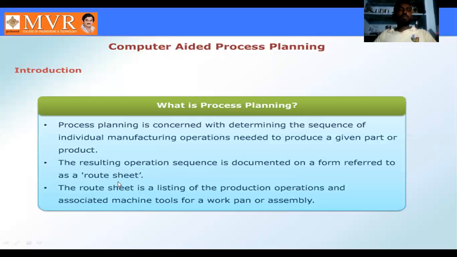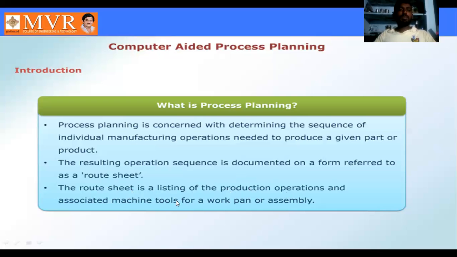The route sheet is a listing of the production operations. See here, the route sheet is a listing of production operations. When we open the sheet, we are planning a list: 1, 2, 3, 4, 5. The first is drilling, the second is milling, the third is boring, the fourth is surface finishing. These operations we can see on the route sheet.